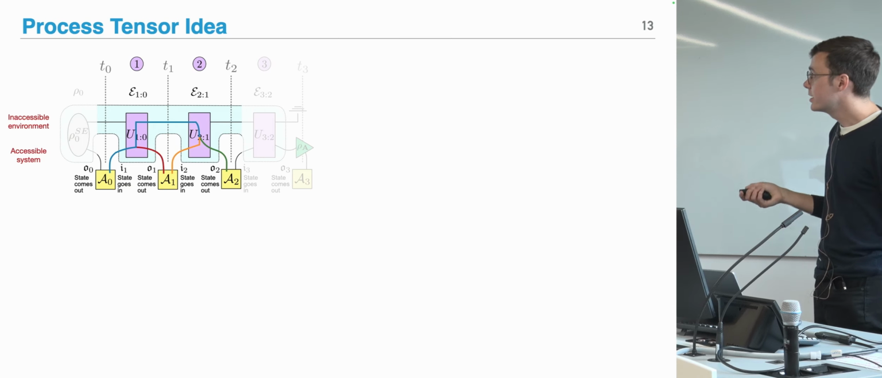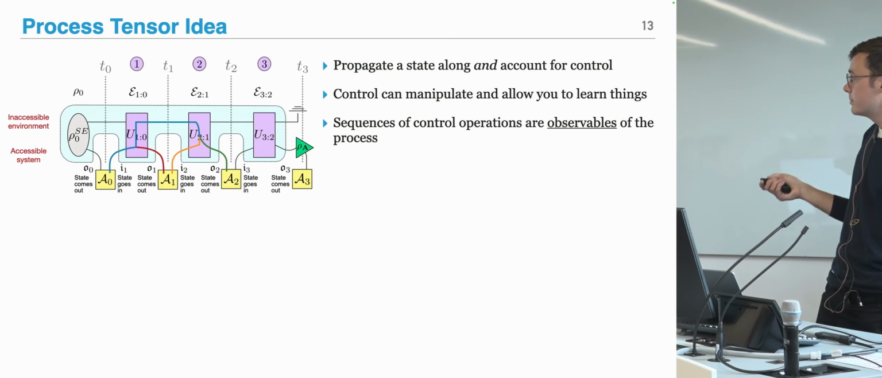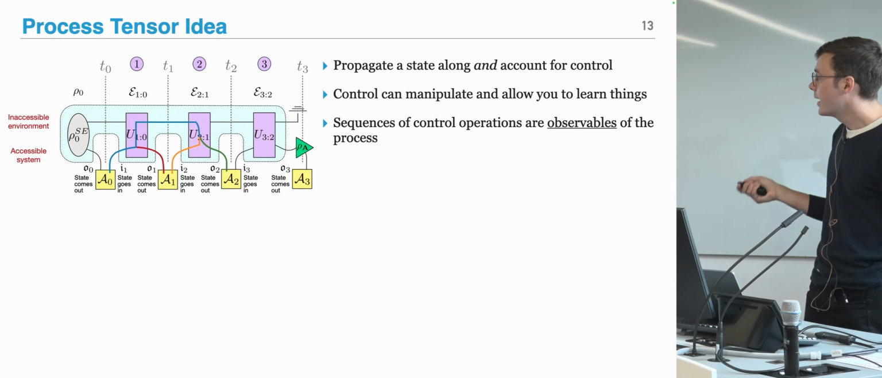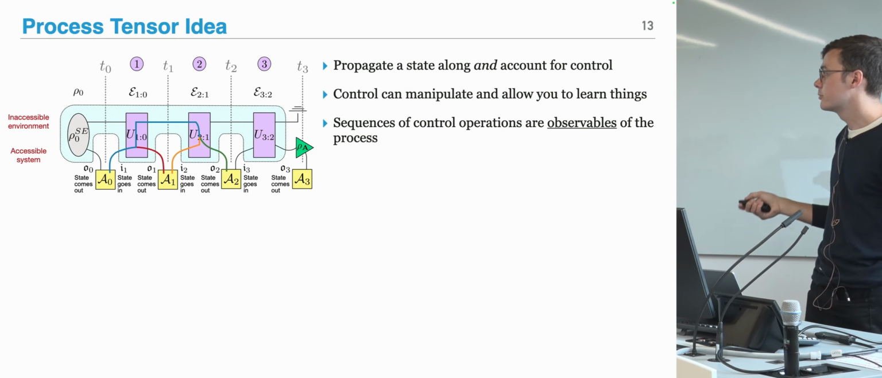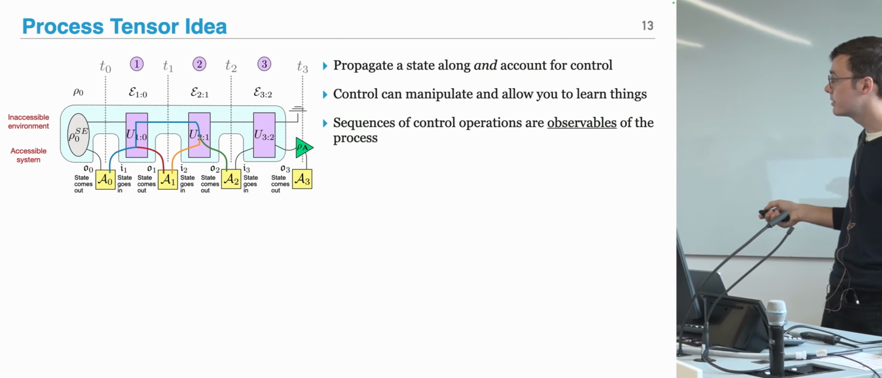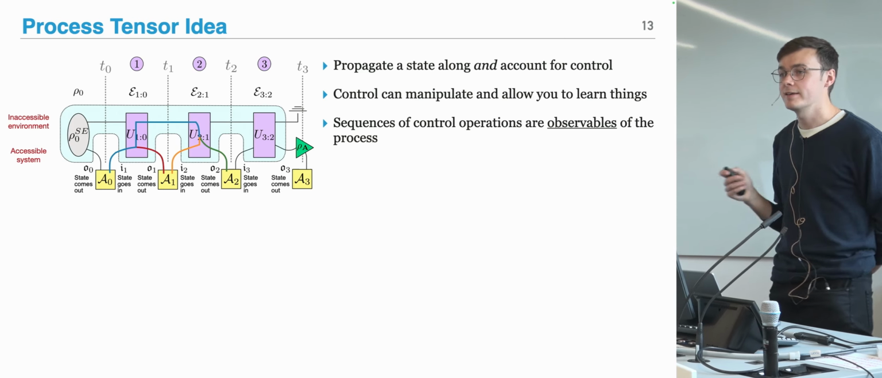And so the important point here is that you want to be able to propagate the state along. You want to have some description of the state's dynamics, and you also want to account for the control operations that you chose. So these control operations allow you to manipulate the state, but they also, yes?